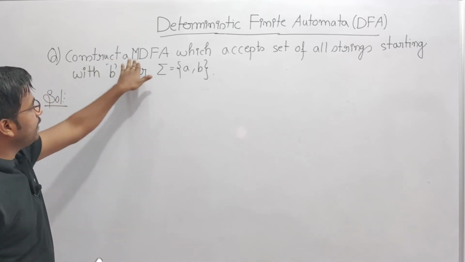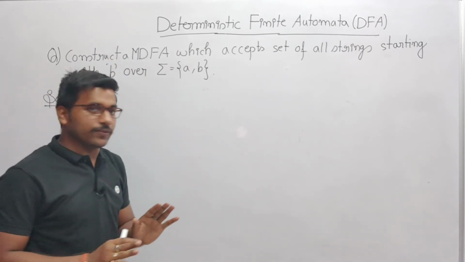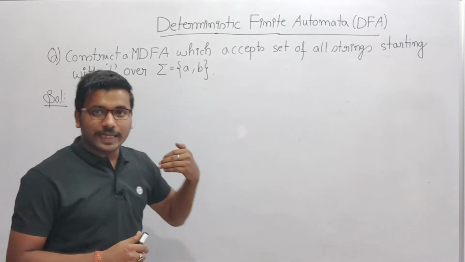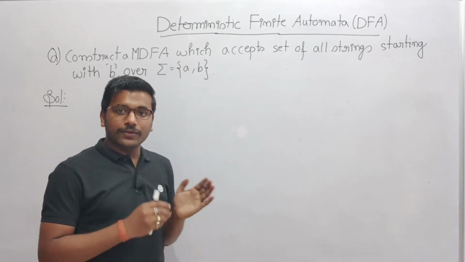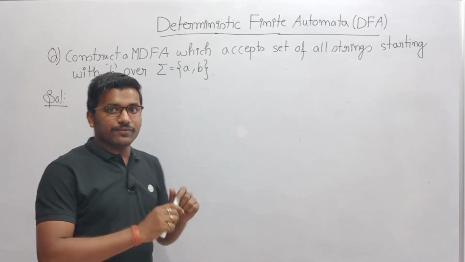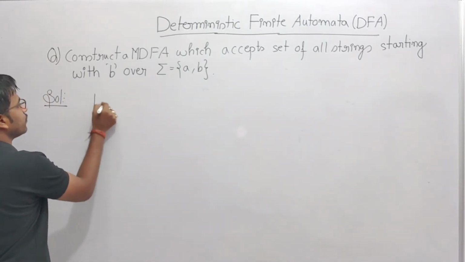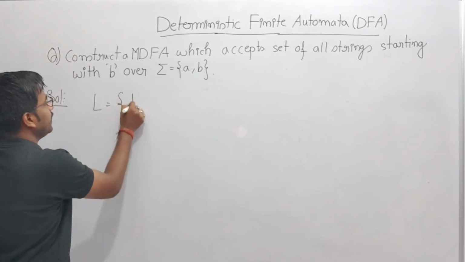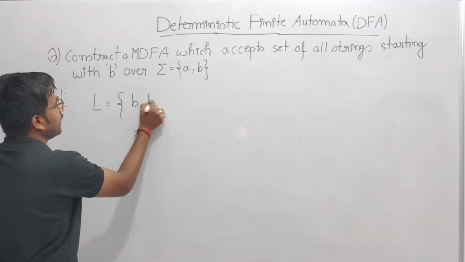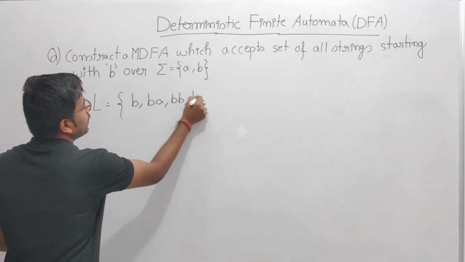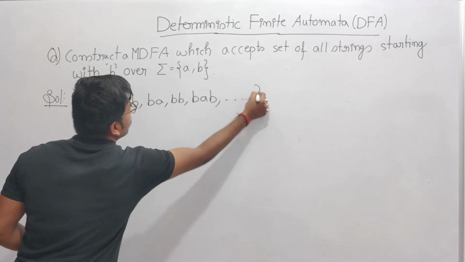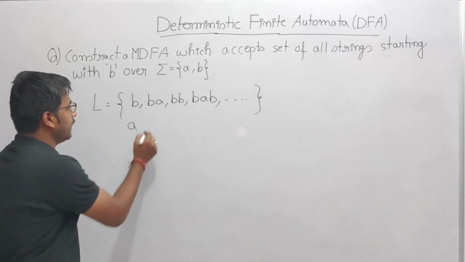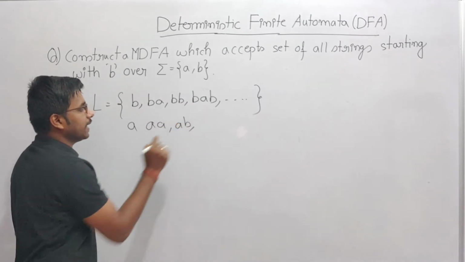Now it is saying to construct a minimal DFA. First I will construct a DFA that accepts the set of all strings starting with B. Means the language over sigma A, B, so the strings will be from A and B only. B is a string starting with B, BA, BB, BAB. All these strings start with B. But A is not starting with B. AA, AB are not starting with B.